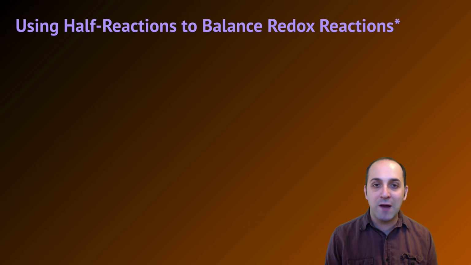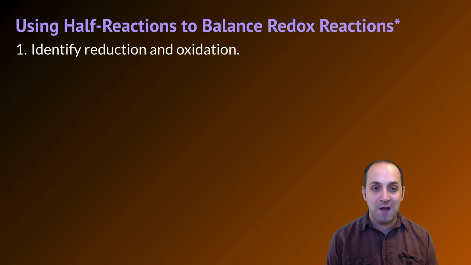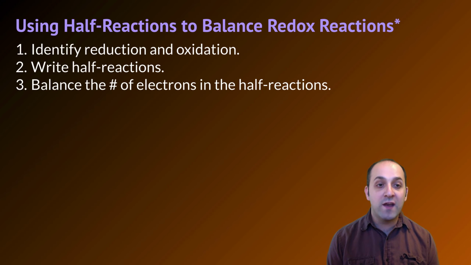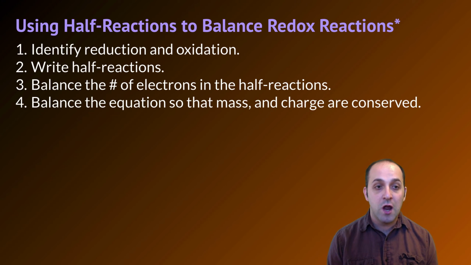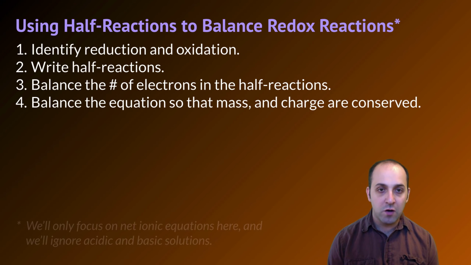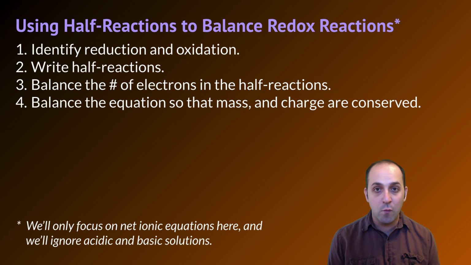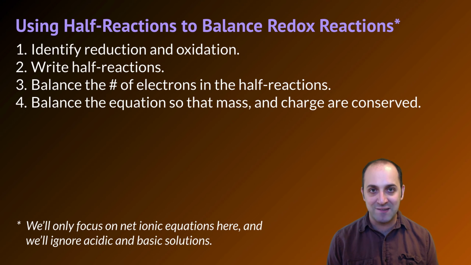We can use half reactions to balance redox reactions. In order to do this, we're going to identify the reduction and the oxidation. We're going to write the half reactions. We're then going to balance the number of electrons in the half reactions to conserve the charge. We're then going to balance the equation so that mass and charge are conserved. For us, we're only going to focus on net ionic equations, and we're basically going to ignore balancing redox reactions in acidic and basic solutions. You can deal with those when you move on to college level chemistry or AP chemistry.